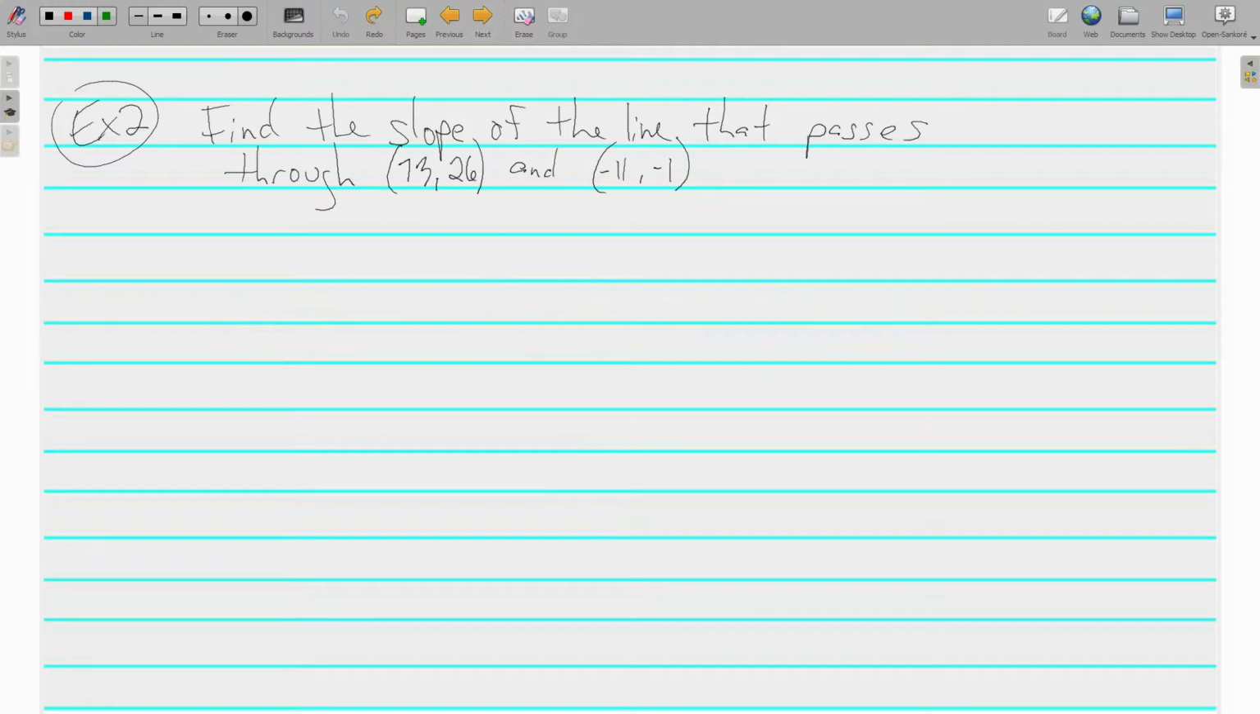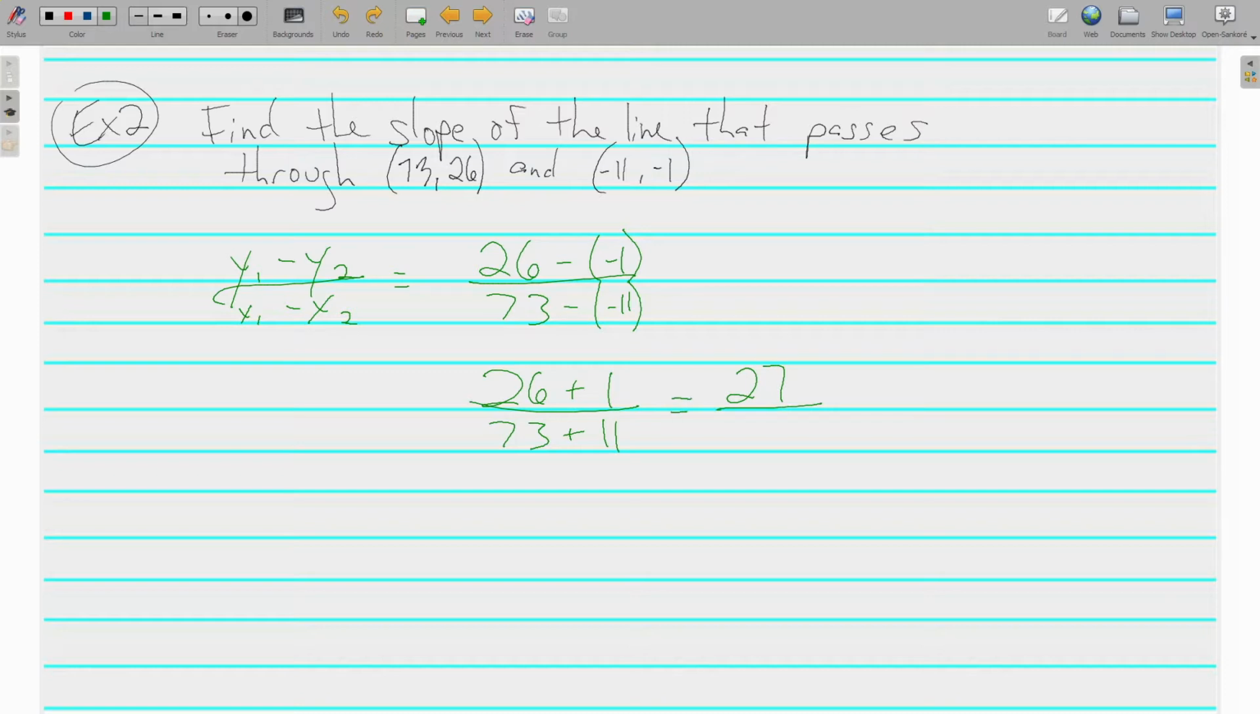Here's another one. y1 minus y2 over x1 minus x2. It's like we have 26 minus negative 1 over 73 minus negative 11. I'm going to rewrite these in OSC form: one sign combined. 26 plus 1 over 73 plus 11. It's going to give us 27 over, what is that, 84? Is that right? 27 84ths.